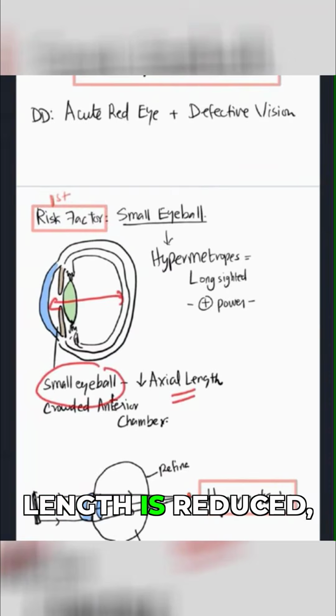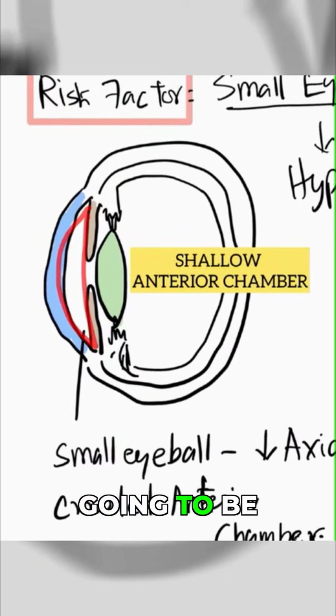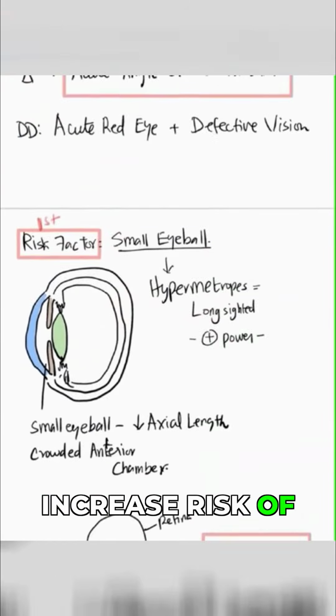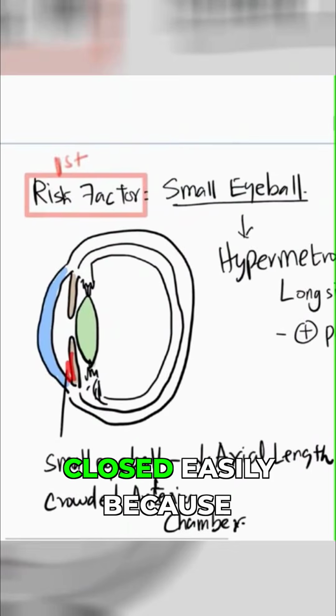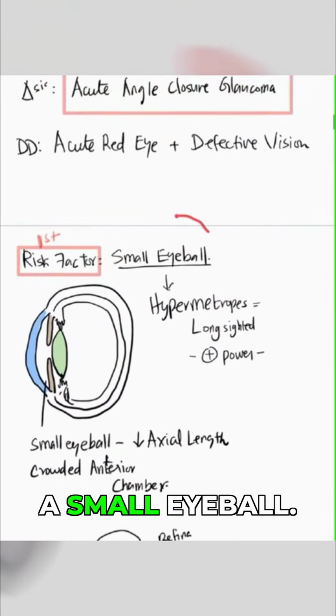When their axial length is reduced, the anterior chamber is crowded and small, which is going to increase the risk of this angle getting closed easily because of some triggers. So the first risk factor is to have a small eyeball.